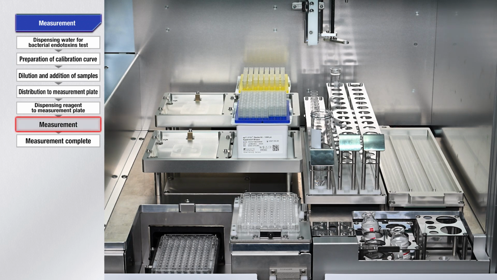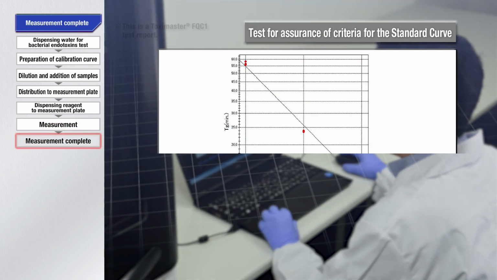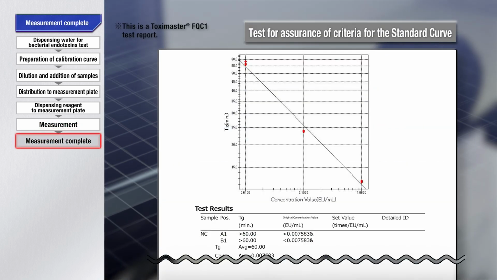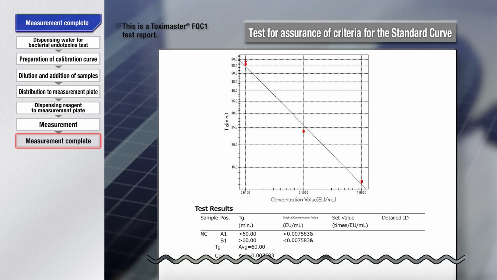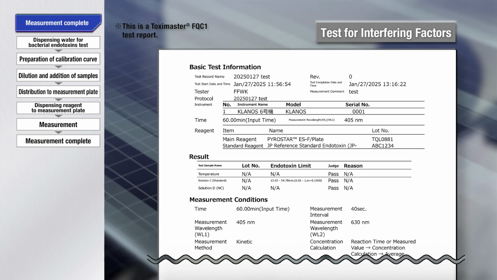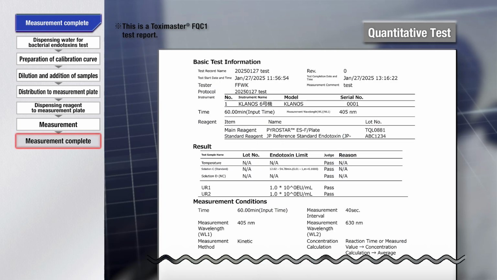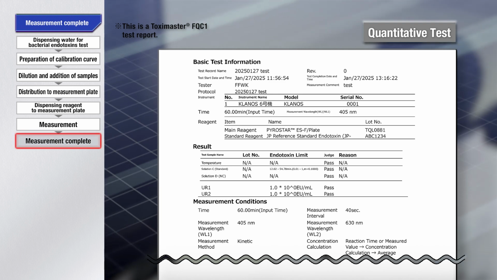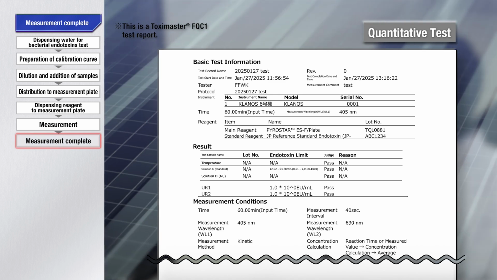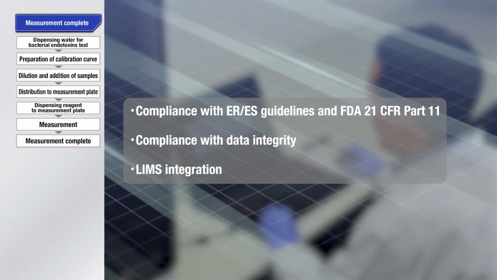By automating the entire process from preparation to measurement in this way, human error can be reduced. After the measurement is complete, Toximaster FQC1 calculates the measurement results and creates a test report. This system also supports compliance with ERES guidelines, FDA 21 CFR Part 11, and data integrity. It is also possible to integrate LIMS.